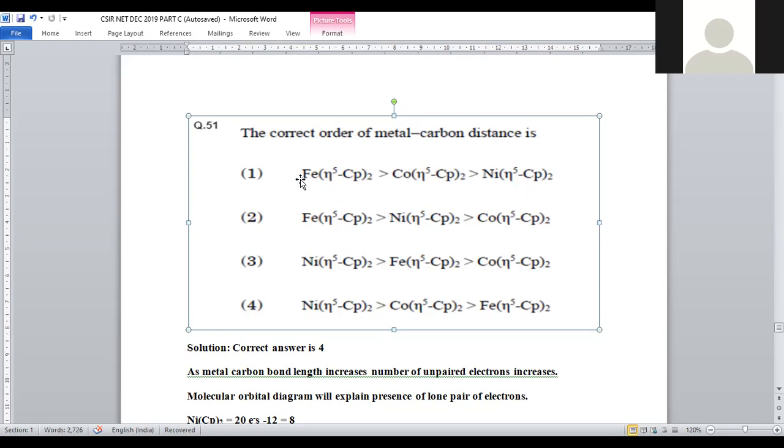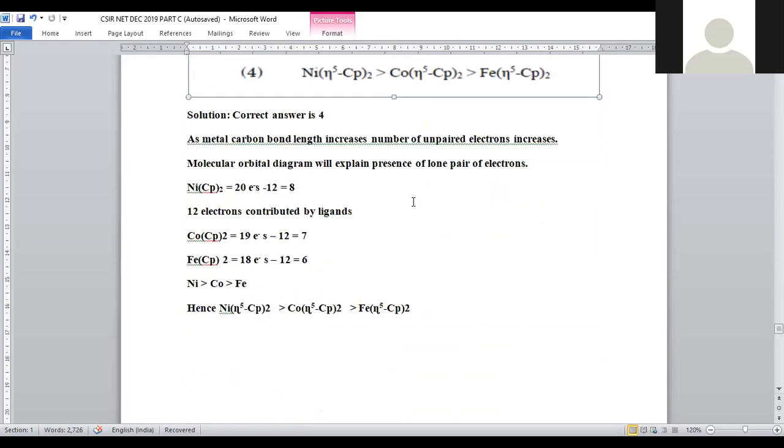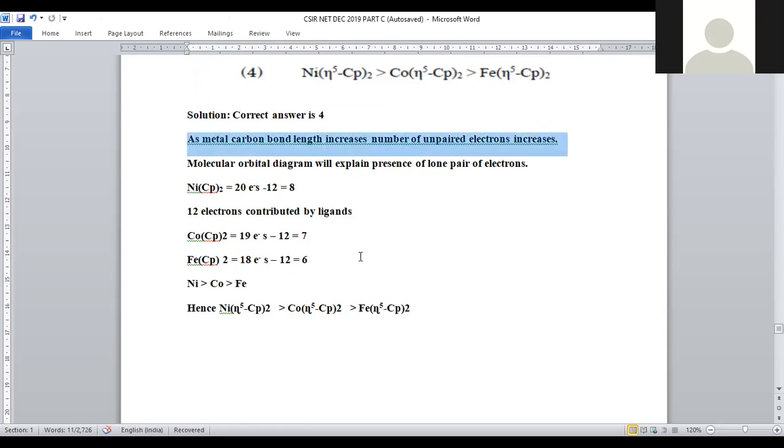In each complex we have the same kind of ligand. So this metal carbon bond distance mainly depends upon the number of unpaired electrons present in the given complex. Let us find out the number of unpaired electrons. Subsequently, it is possible to deduce metal carbon bond distances. We have the relation that metal carbon bond distance increases with increasing number of unpaired electrons. Based on this statement only, we are going to predict which compound has the larger metal carbon bond distance.